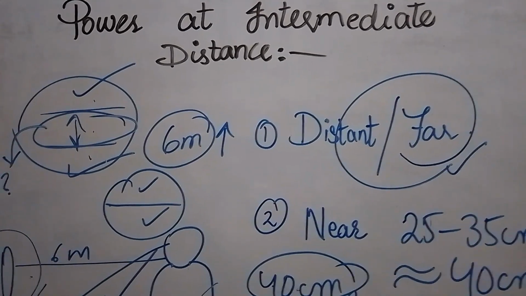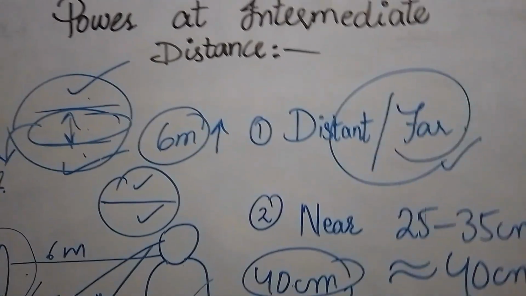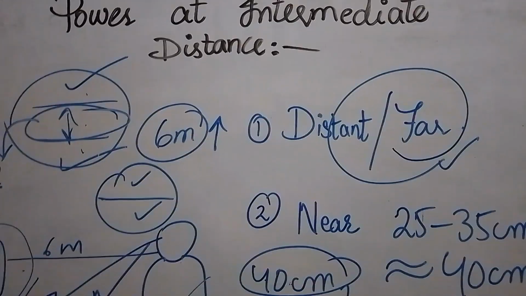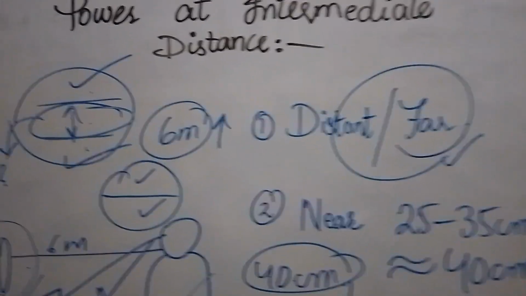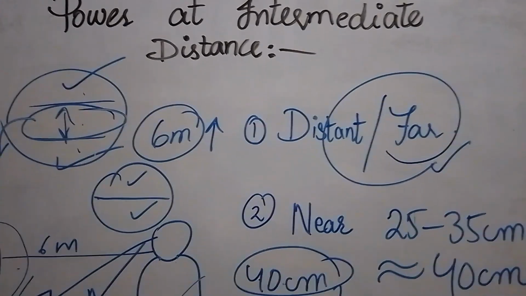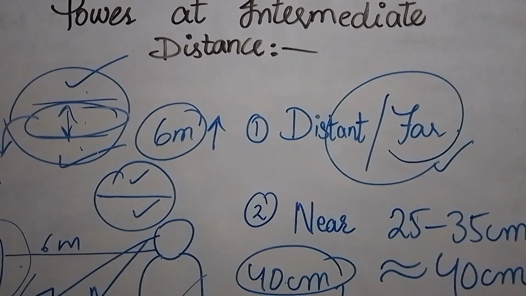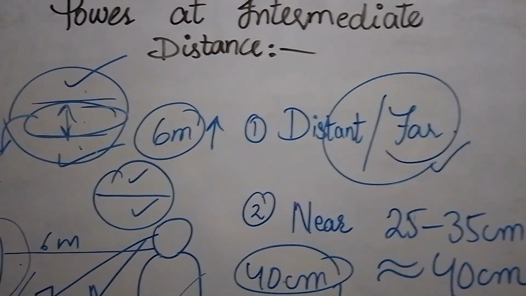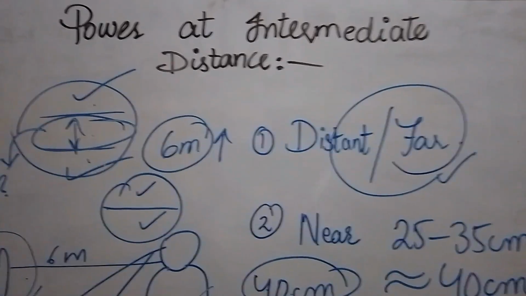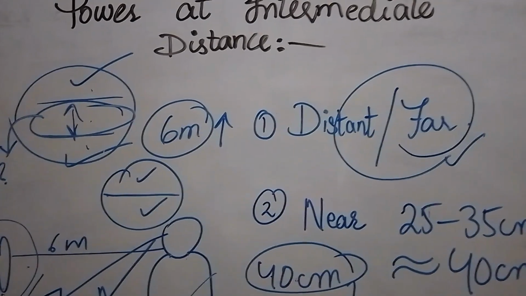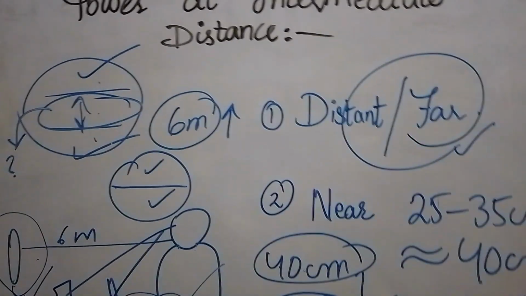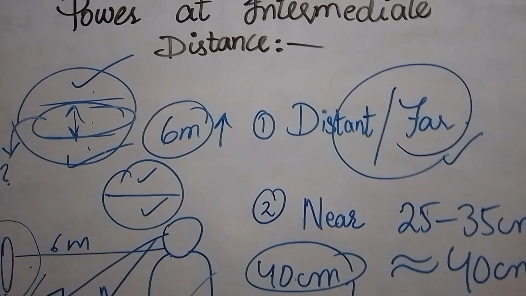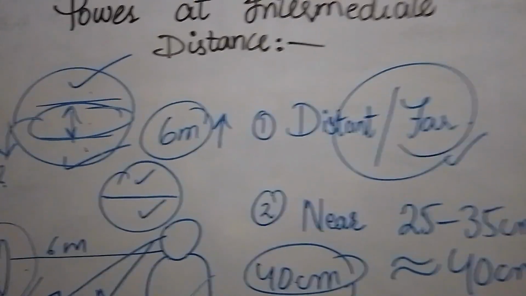So my accommodation is acting 2.5 more than the normal power of the eye or normal power of the lens, and it is helping me to see the near object. But when I'm using a laptop or doing some work that is more than 40 centimeters and neither at 6 meters, it's between 40 centimeters and 6 meters, right? At that time this is the intermediate distance and my power of the eye is different as compared to the one at near distance, right?